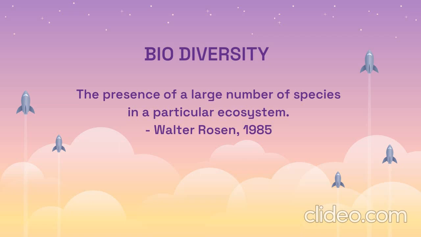For example, you may have learned in the lower classes, pond ecosystem, desert ecosystem, terrestrial ecosystem, aquatic ecosystem. Each is one ecosystem. For example, if you take one aquatic ecosystem, it consists of a large number of species, thousands or millions of species may be available in this aquatic region alone. So we can say that is one biodiversity.